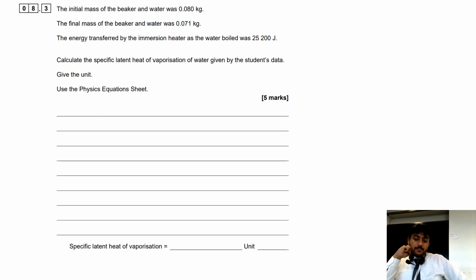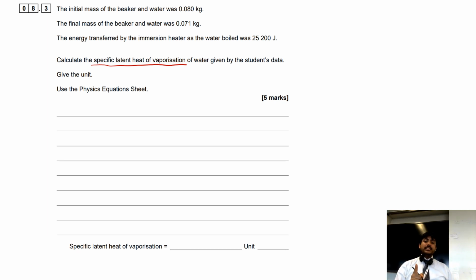Next one. 8.3. The initial mass of the beaker and water was 0.8 kilograms. The final mass of the beaker and the water is 0.71 kilograms. The energy transferred by the immersion heater as the water boiled was 25,200 joules. Calculate the specific latent heat of vaporization of water given by the student's data. Give the unit. Use the physics equation sheet. It's a big question. But it all starts by understanding what specific latent heat of vaporization is.